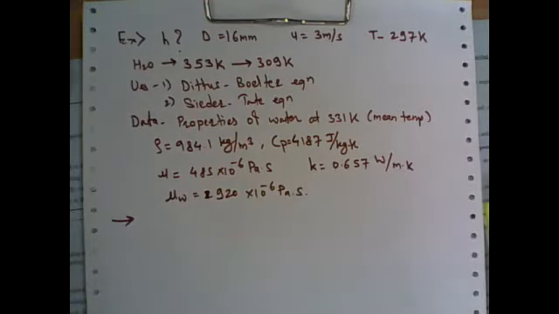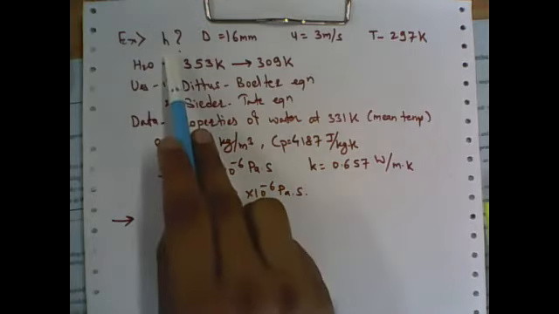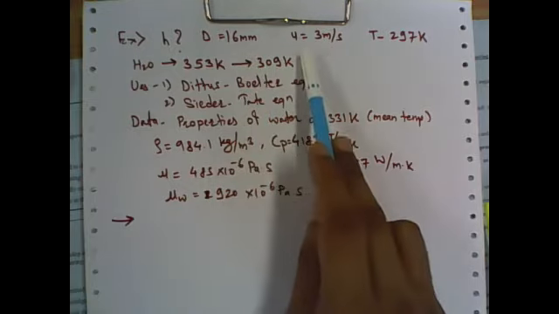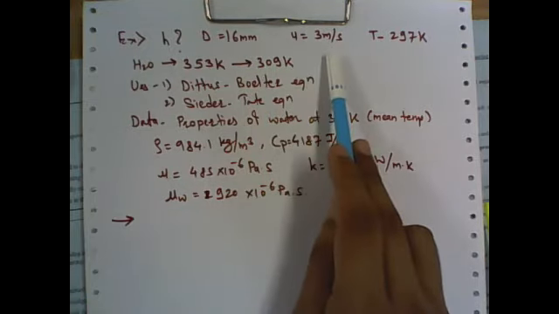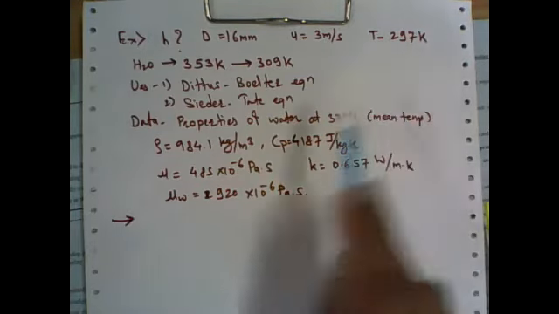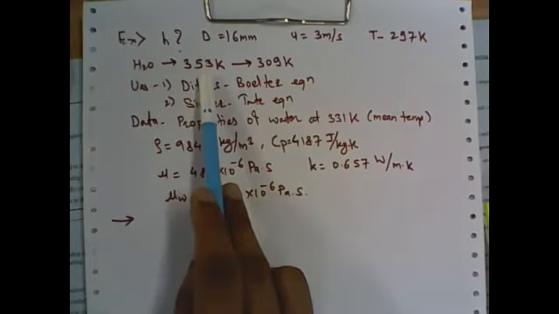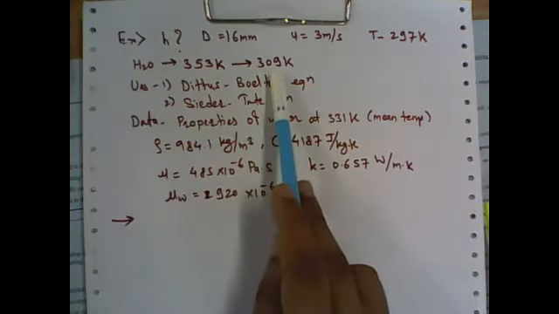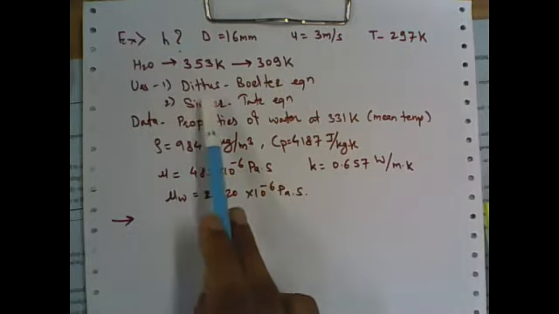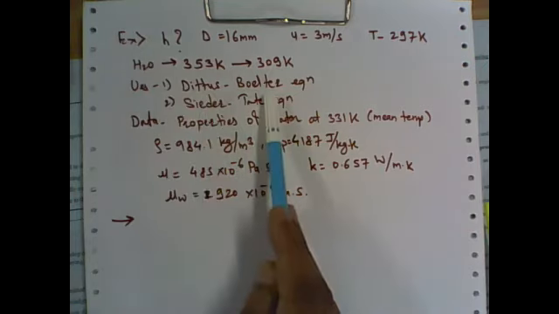So in this example, we have to find the heat transfer coefficient. The data given for this example is: diameter of the tube is 16 mm, velocity of the water is 3 meter per second, temperature of wall is 297 Kelvin, water inlet temperature is 353 Kelvin, and water outlet temperature is 309 Kelvin. Then they asked to use separately the Dittus-Boelter equation.